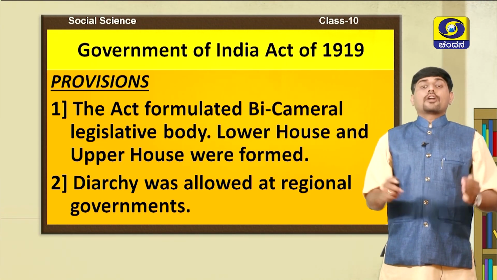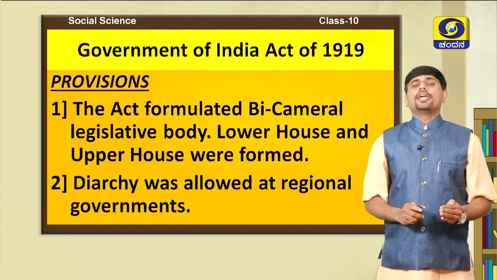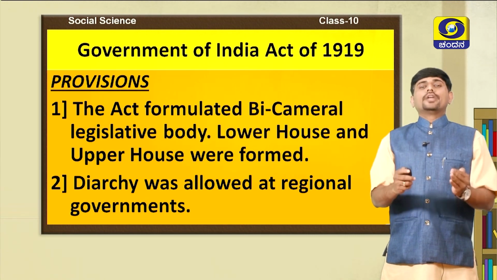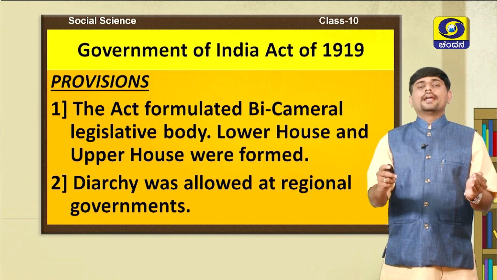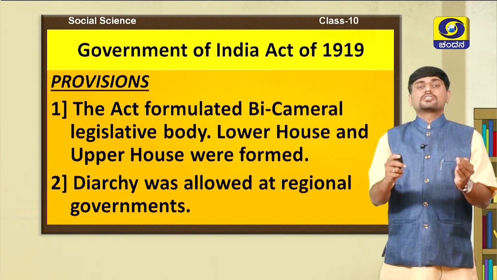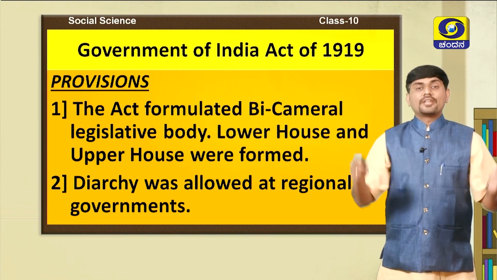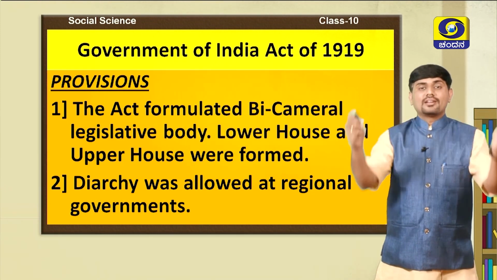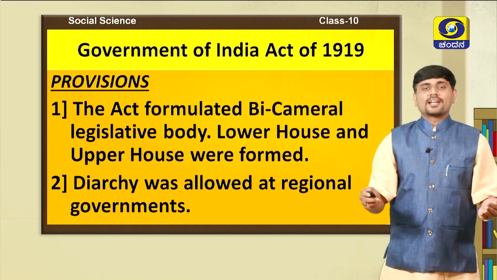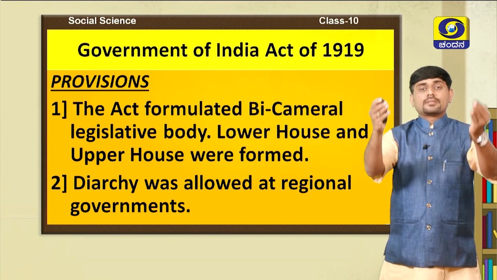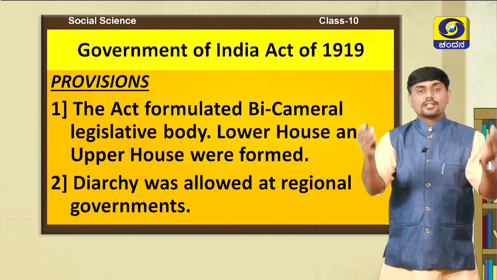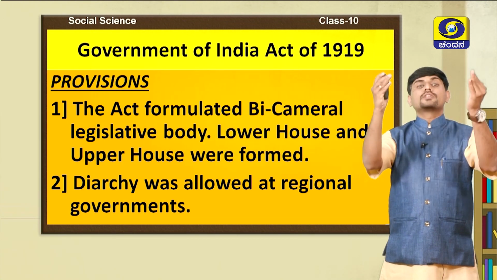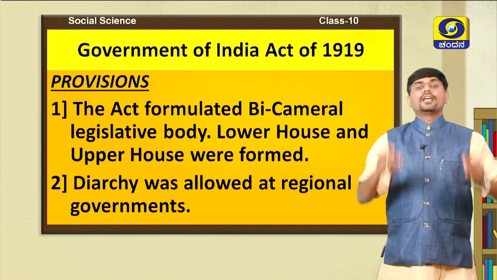The act formulated a bicameral legislative body. Dear students, today we learn about the Indian democracy system, specially the parliamentary form of democracy. The parliamentary form of democracy has a bicameral legislature, Lok Sabha and Rajya Sabha. The concept of the Lok Sabha and Rajya Sabha, the lower house and the upper house, was introduced according to the Government of India Act.